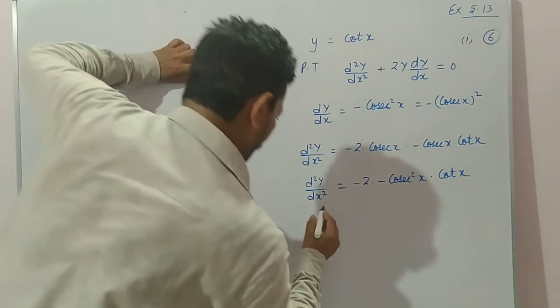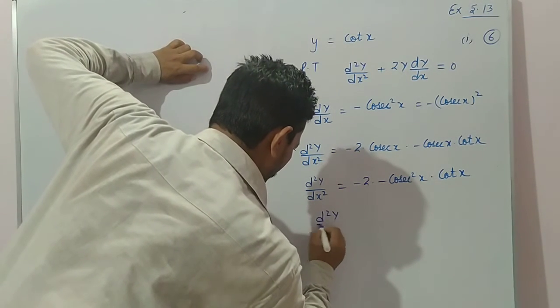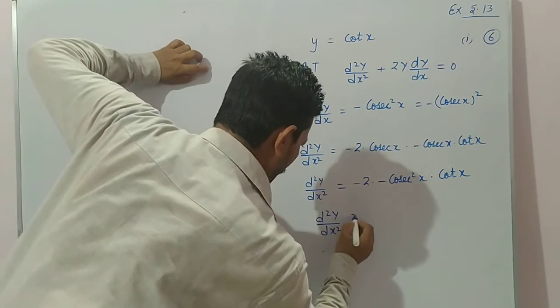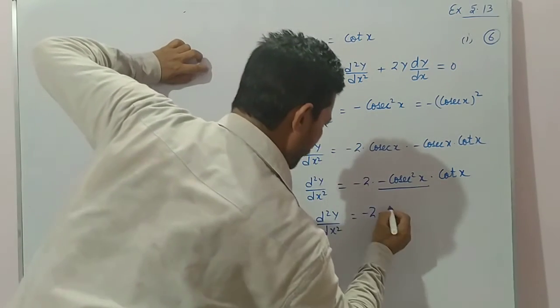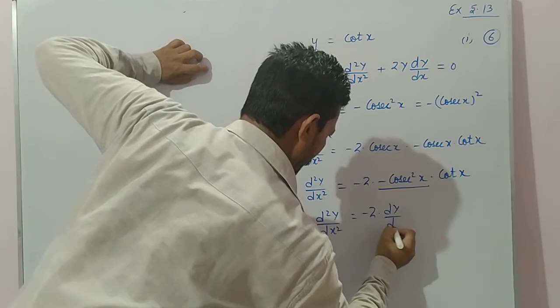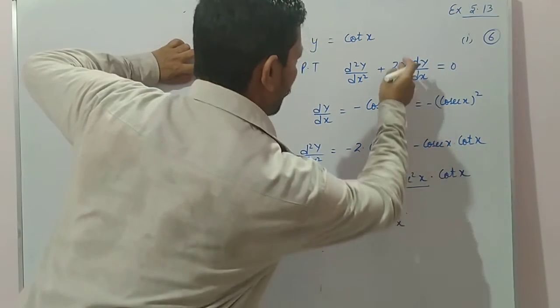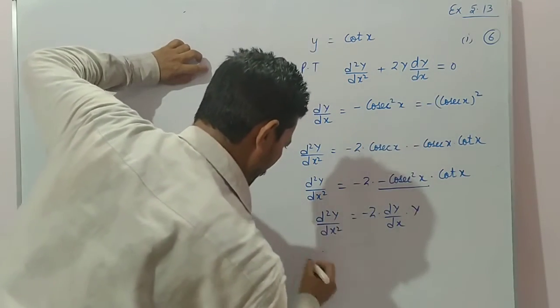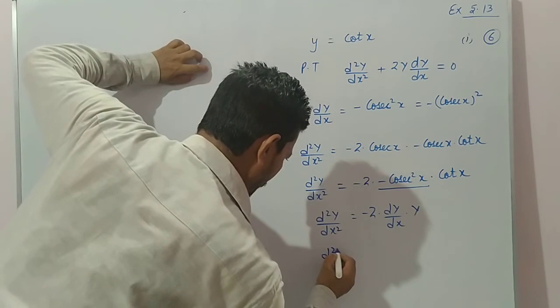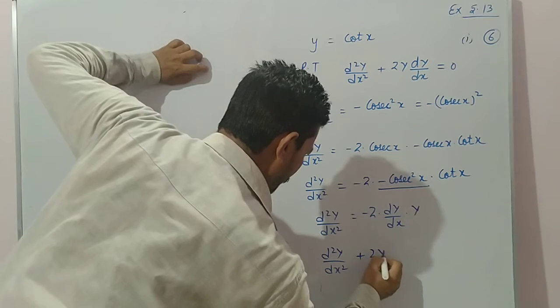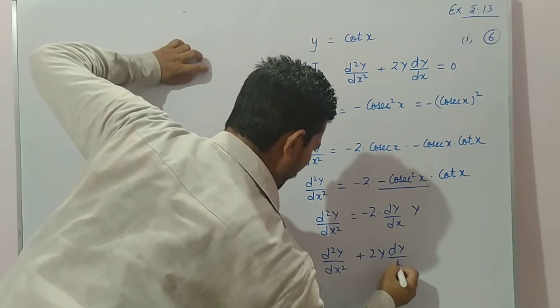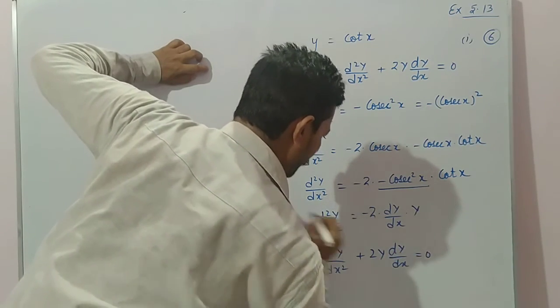dy by dx. So d2y by dx square is dy by dx into minus 2. This part is what? dy by dx. Part cot x is what? y. Take it on the left hand side. d2y by dx square plus 2y dy by dx equal to 0.